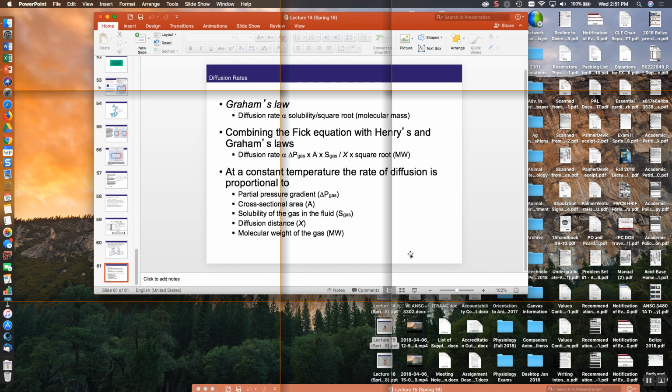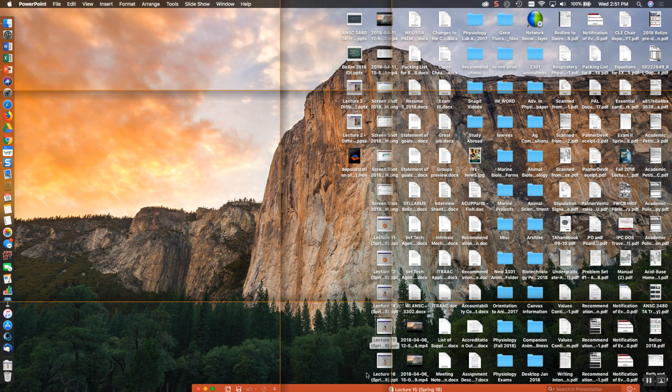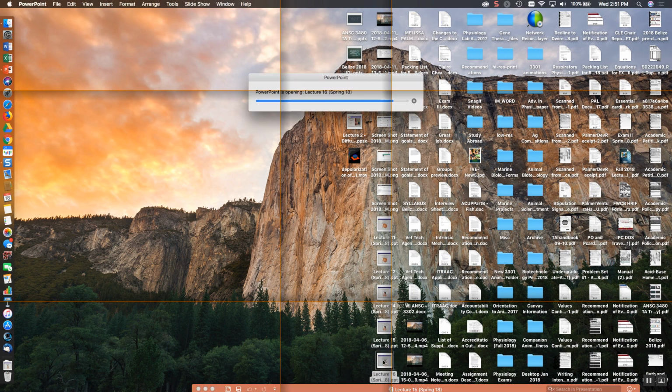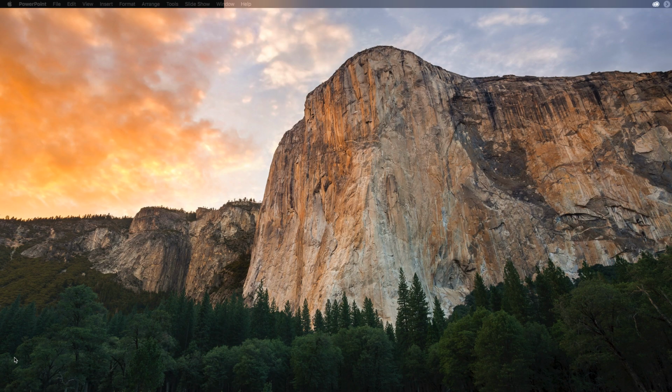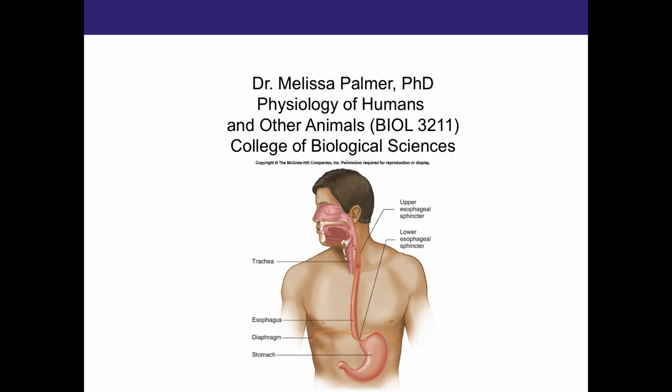Okay, so let's see. I think we have a few more minutes. I don't think it's going to take us long to go through this one. All of these slides, the oxyhemoglobin dissociation curve. Oops, that's the GI tract. There we go.